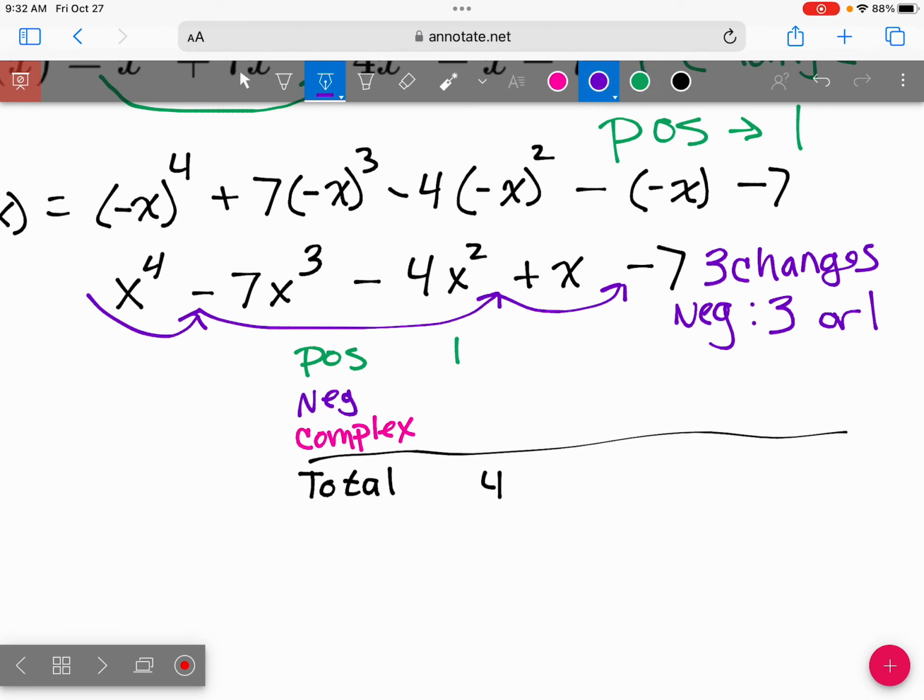Maybe for our negative roots, we have 3. So how many complex roots are we going to have? None. Only real roots. But maybe we have 1 positive root and only 1 negative root. How many complex roots would we have then? 2. Do we have any other combinations we can make? Nope. That's the number of options we have for roots.